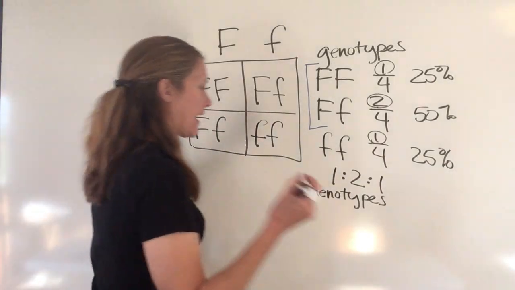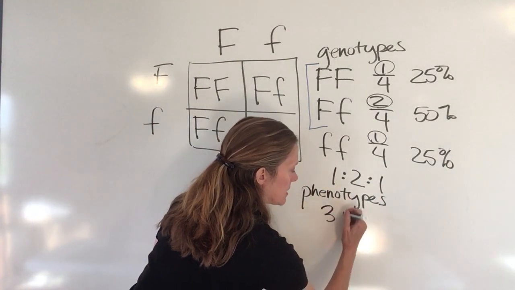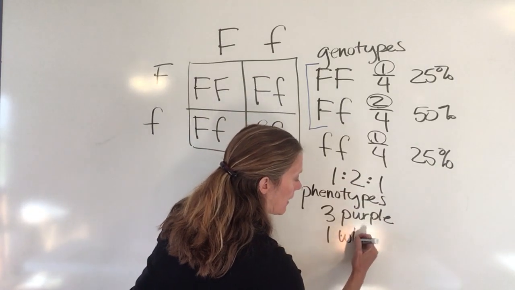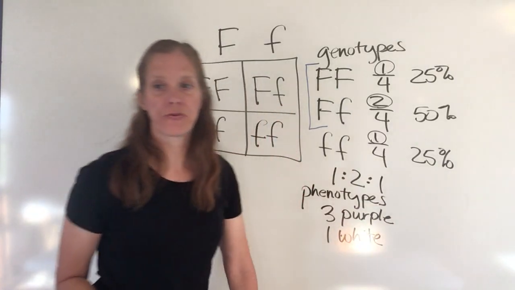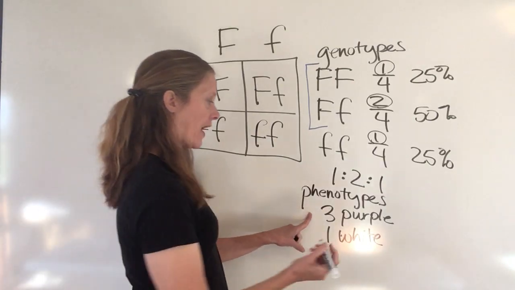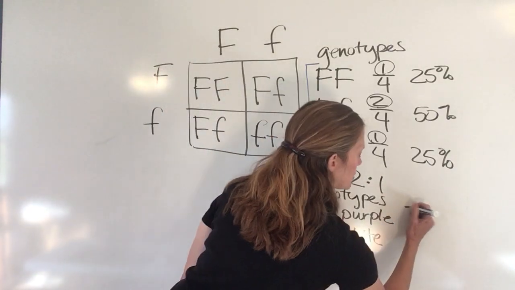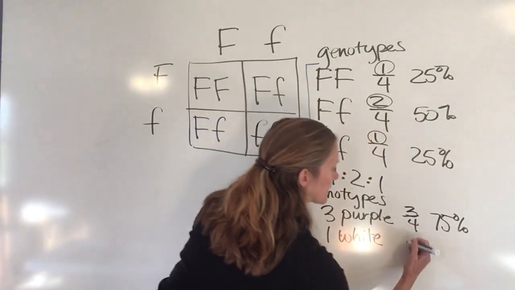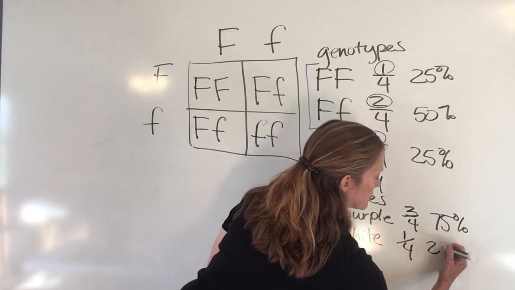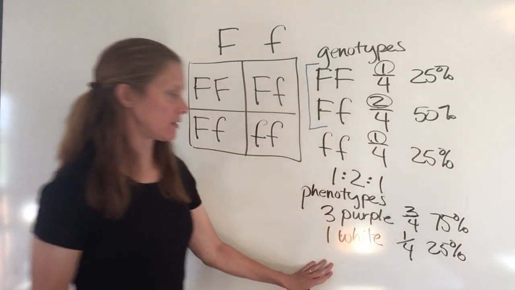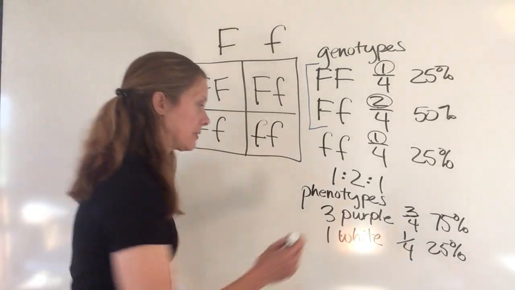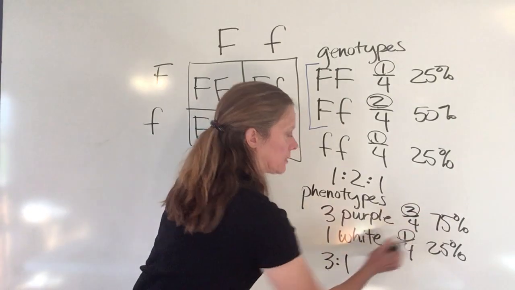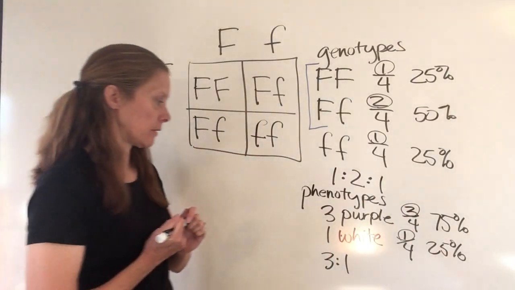So I'm going to have 3 purple-flowered pea plants, and I'm going to have 1 white-flowered pea plant. So the fraction, there were still 4 possibilities, so this is 3 out of 4, which is 75%. This is going to be 1 out of 4, which is going to be 25%. So the ratio for the phenotypes is actually going to be 3 to 1. So here's your 3 and there's your 1. That's where that ratio comes from.